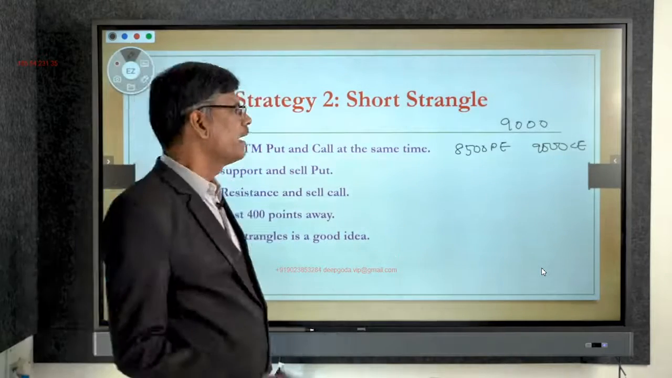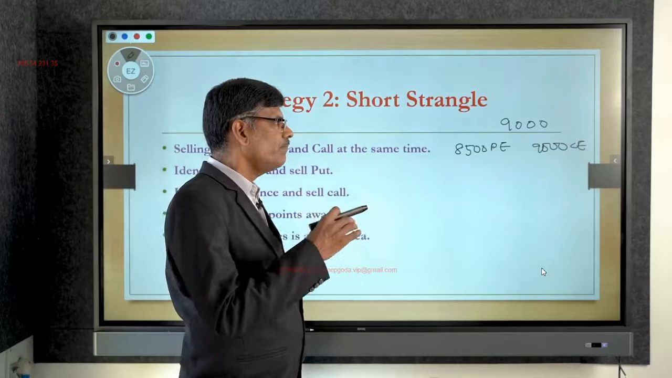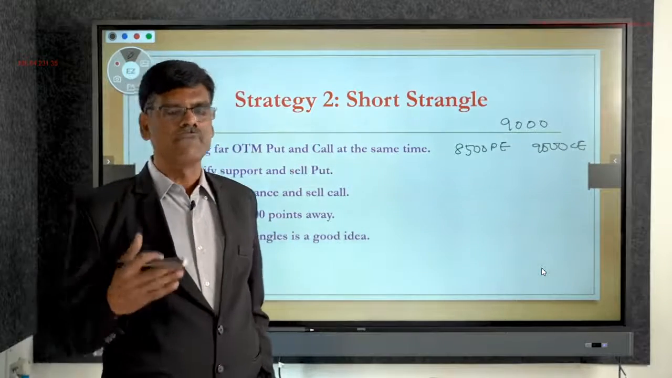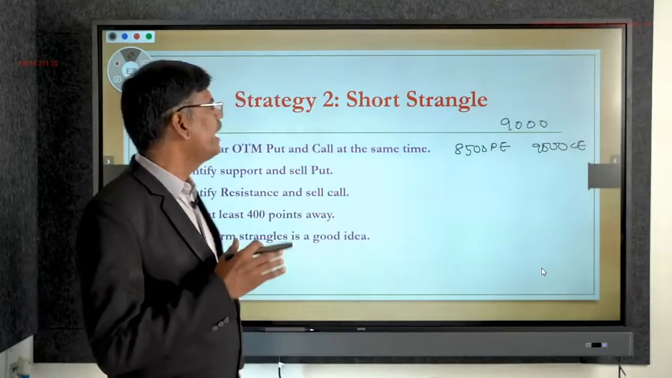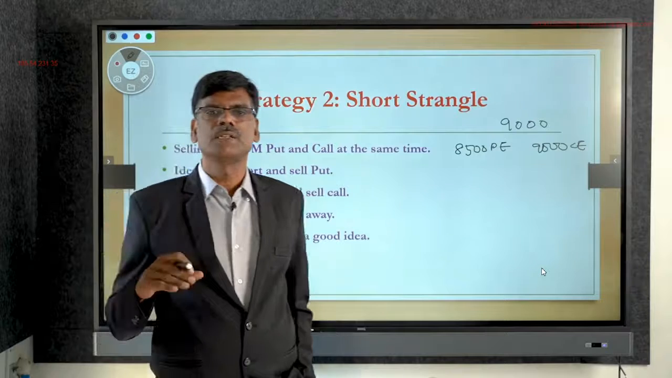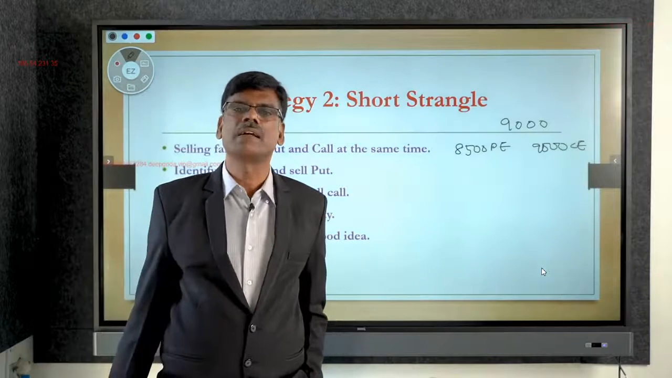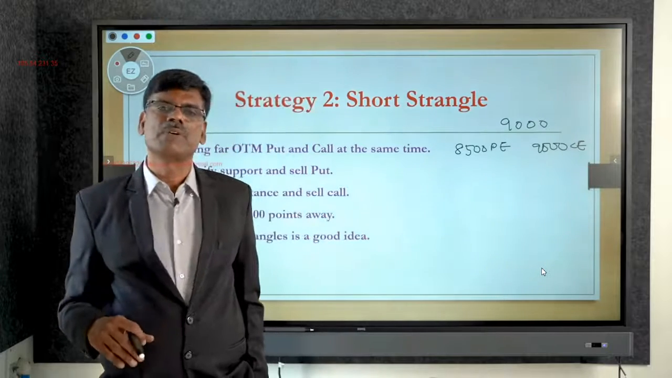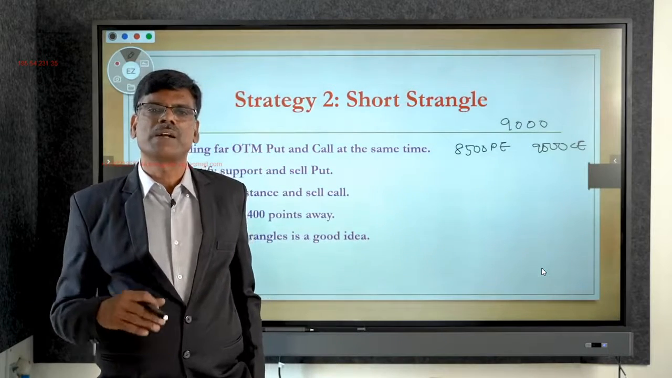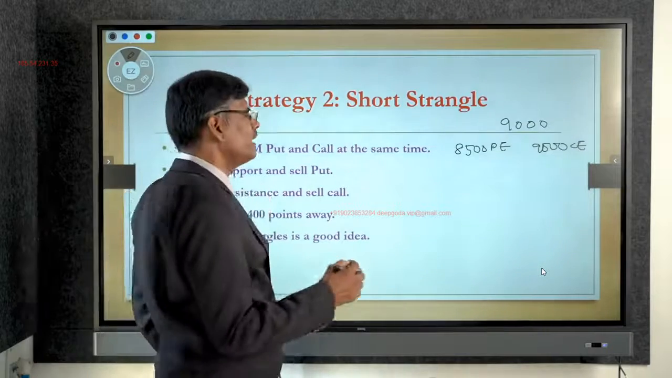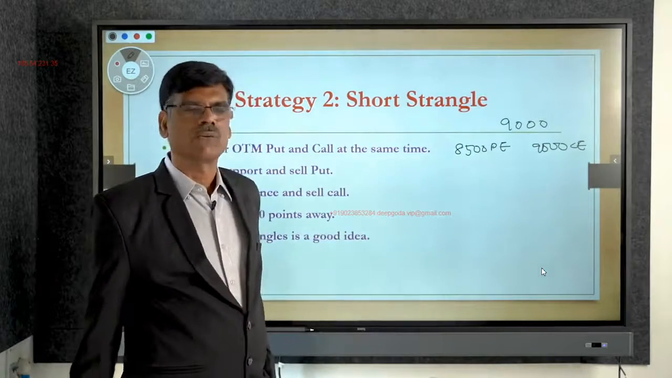Okay, right. Now, once again, because of this margin benefit, don't ever do the short strangle naked. Whenever you sell a call option, 200 or 300 points higher, you buy a call option. And wherever you are selling a put option, 200 or 300 points down, you buy a put option. So when you do that, it becomes iron condor.